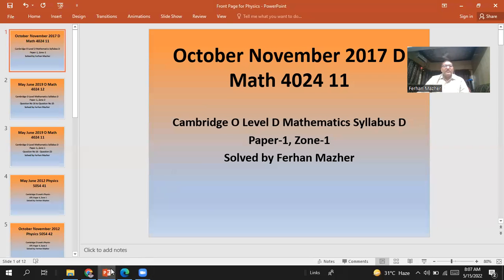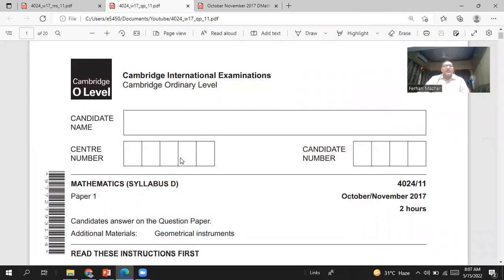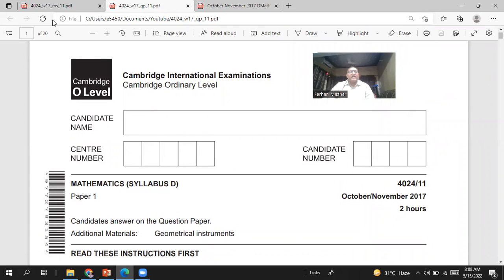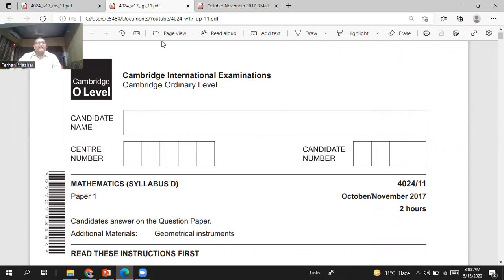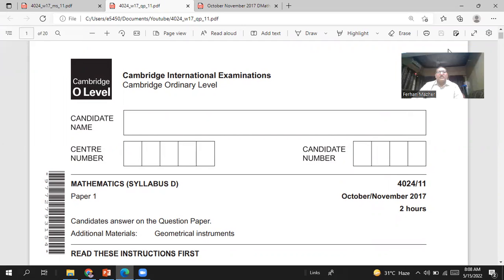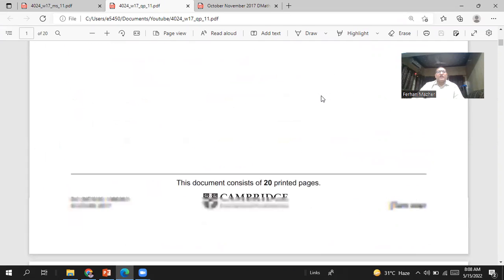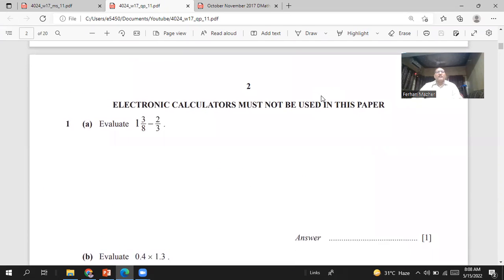Here we have the question paper, which is showing up on your screen. It is the October-November 2017 1-1 paper. So question number 1 is coming up on your screen.